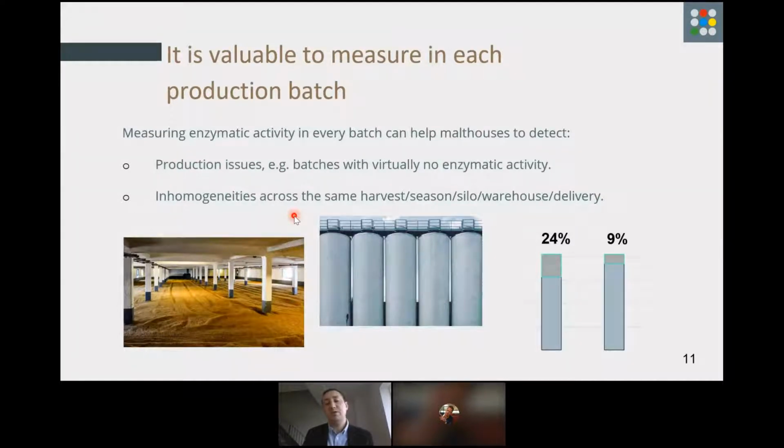We tested with our method, and what we could see is that there was a clear difference between the two batches. One of them was 9% below what was certified or what was measured using the EBC method. The other was actually 24% below. We actually also confirmed these values with a reference laboratory in Europe. Therefore, with our method, you also have the chance to have a better quality control of the malt that you receive.